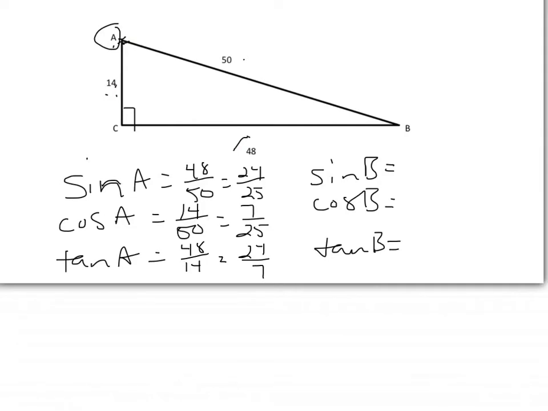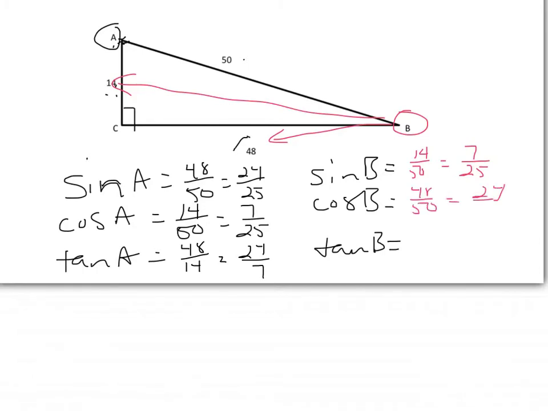Okay, we can do the same thing for B. So if we're working with angle B over here, the sine is going to be opposite. Okay, opposite is 14 over hypotenuse. So 14 over 50, which reduced is 7 over 25. Okay, the cosine of B is going to be the adjacent over hypotenuse, which is 48 over 50, 24 over 25. And the tangent is opposite over adjacent, which is 14 over 48. Reduces to 7 over 24. Okay? So that's what we're going to be doing in this chapter. Let's go to the examples.